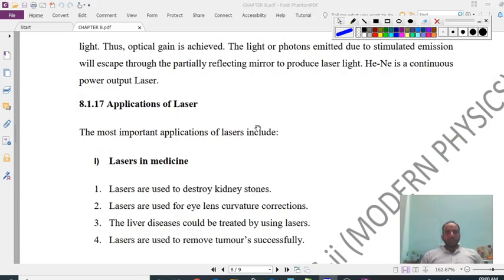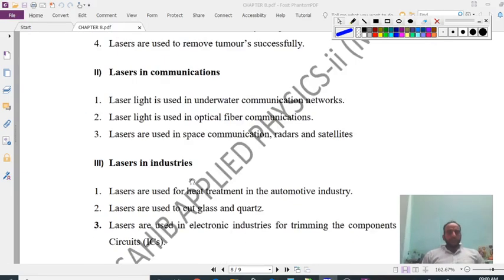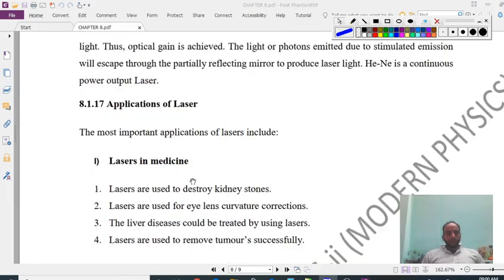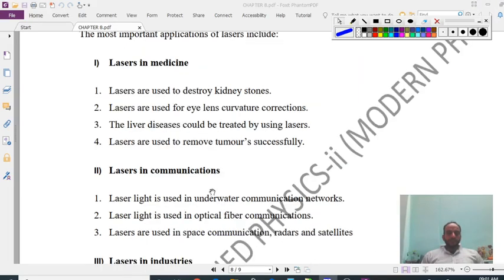Next is applications of lasers. There are a lot of applications of lasers. Mainly we discuss them in 4 parts. Lasers in medicine: lasers are used to destroy kidney stones, lasers are used for eye lens curvature corrections, liver disease can be treated using lasers, and lasers are used to remove tumors.